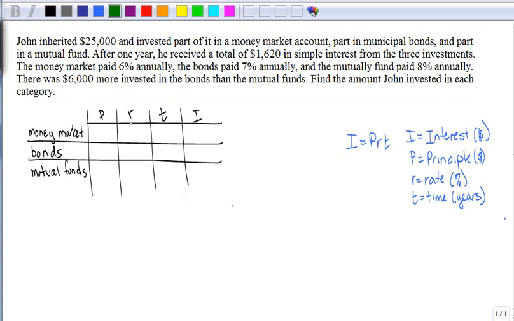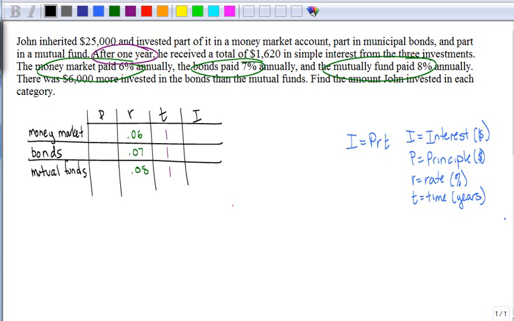So let's start with the rates, this middle column, because they tell you that the money market paid 6%. So I'm just going to put 0.06, the decimal representation of 6%. The bonds paid 7%. And finally, the mutual fund, 8%. The second column I'm going to do is the time, because that says after 1 year. So we know the times in all three are 1.